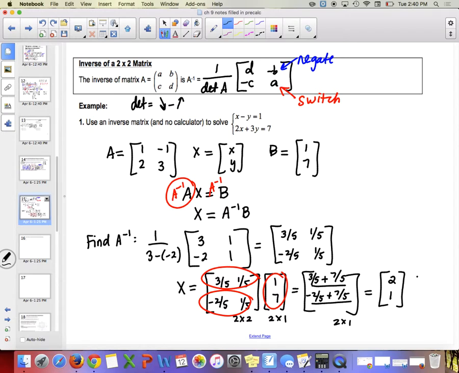Do you think I'm always going to make them that nice? Yes. Probably not. No longer algebra 2. But x is 2 and y is 1.